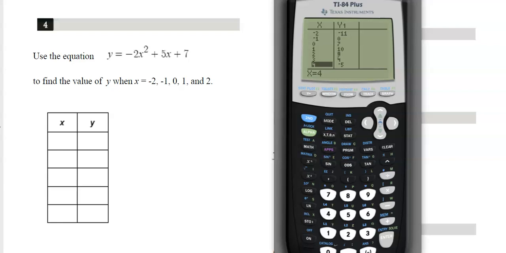-11, 0, 7, 10, 9. And those correspond with -2, -1, 0, 1, and 2. So if I needed to plot those dots, I could kind of have an idea what the graph looked like if I didn't want to graph it on the calculator.